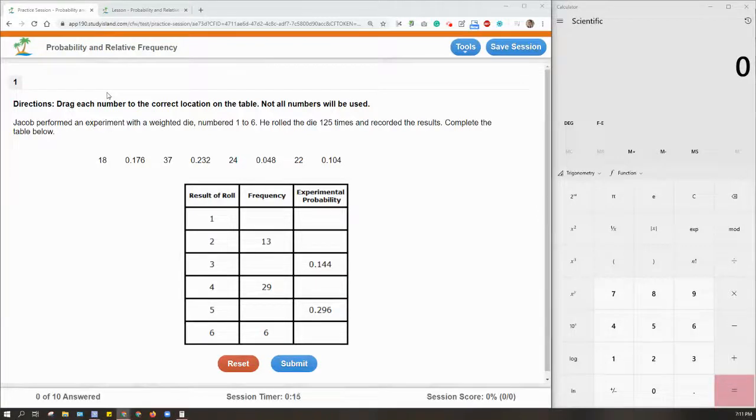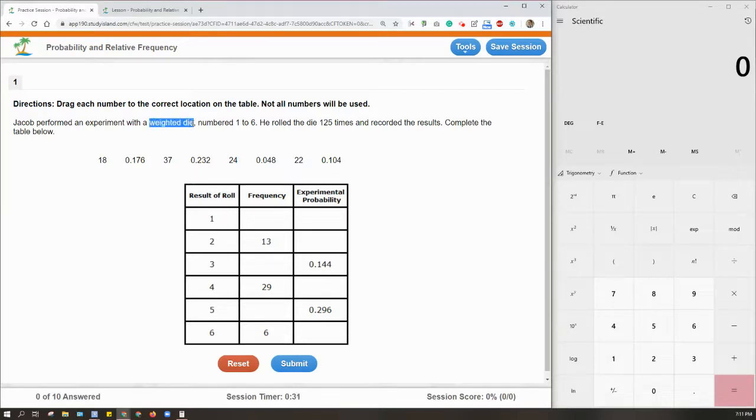Probability and relative frequency. Here we go. Number one, Jacob performed an experiment with a weighted die numbered 1 to 6. He rolled the die 125 times and recorded the results. Complete the table below. So let's just stop. What in the heck is a weighted die?